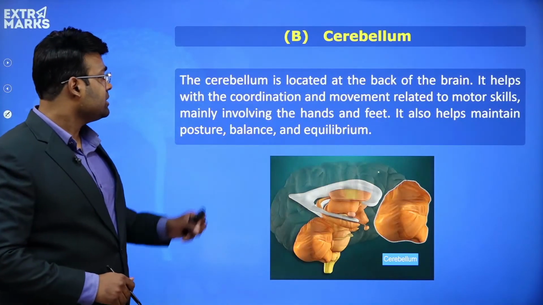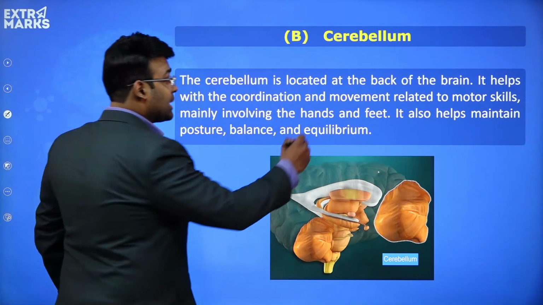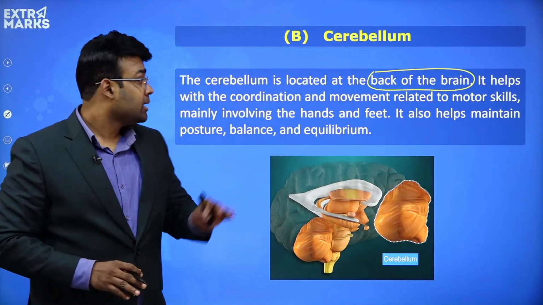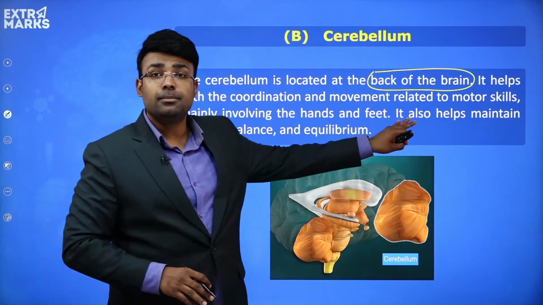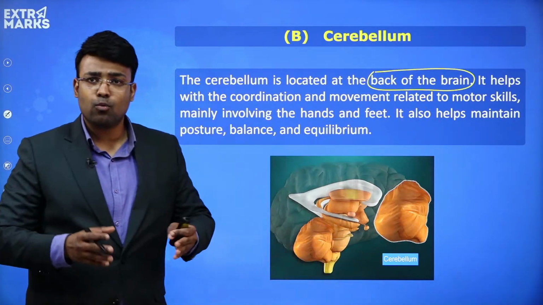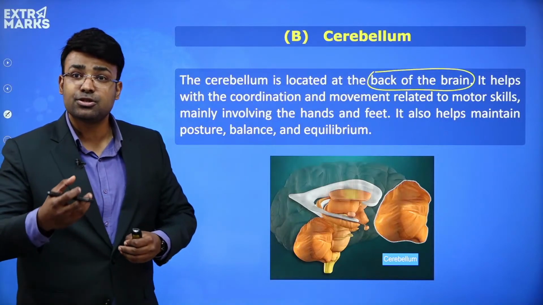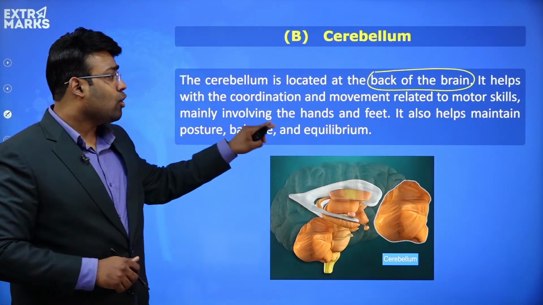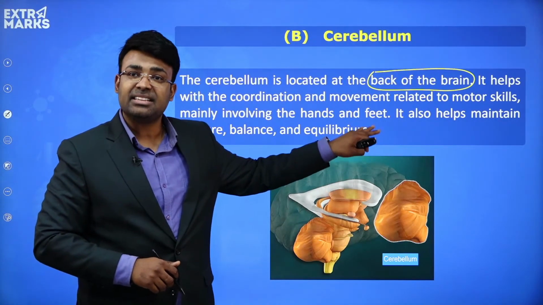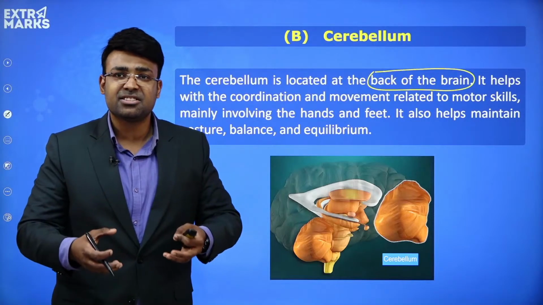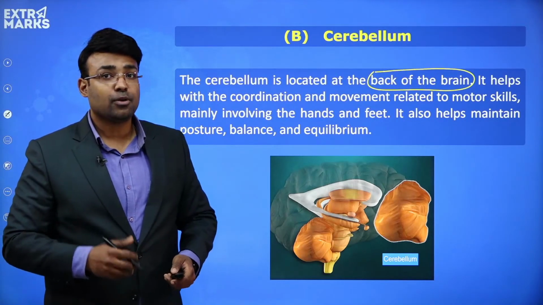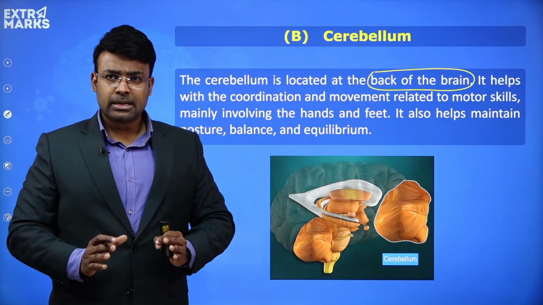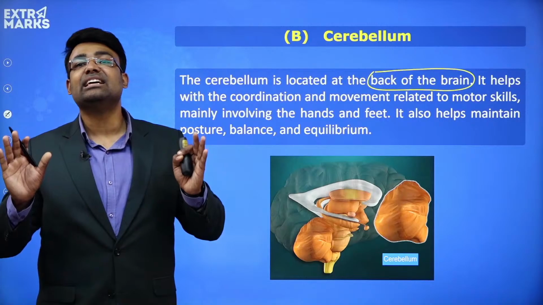So here you can see, everyone, the cerebellum is located at the back of the brain. Location is very important, and it helps with the coordination and movement related to motor skills. You know how we are walking, running, even swimming, they all are regulated by the cerebellum. It mainly involves the functioning of the hands and the feet, because even standing is done with the help of feet, and with the help of hands we do the coordination. So it helps in maintaining the posture, the balance, and the complete equilibrium. Clear?